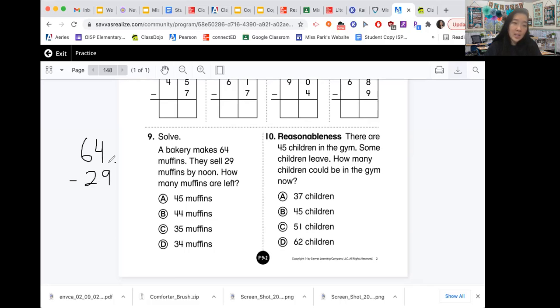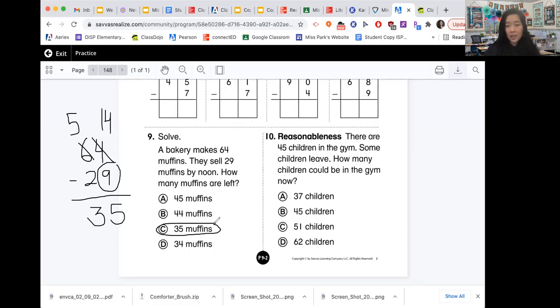Well, 9 is bigger than 4. More on the floor. Go next door and get 10 more. So 4 becomes a 14. 14 minus 9, let's count on from 9. 9, 10, 11, 12, 13, 14. So 14 minus 9 equals 5. 5 minus 2, because we need to subtract the 10s. 5 minus 2 equals 3. So you should have gotten C as your answer.